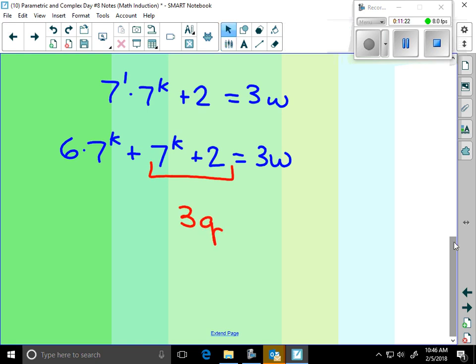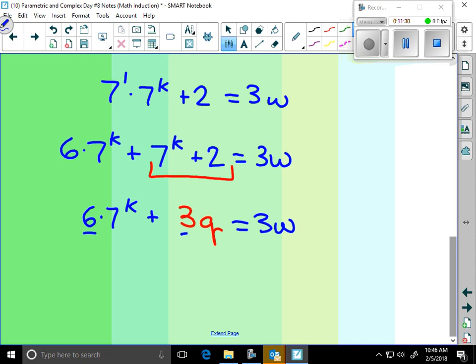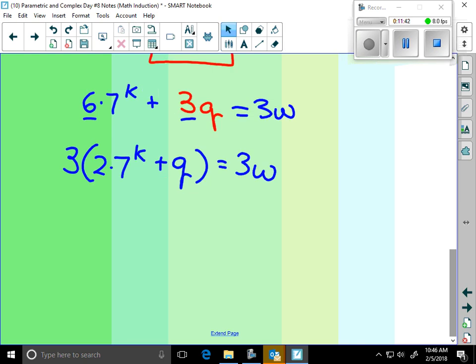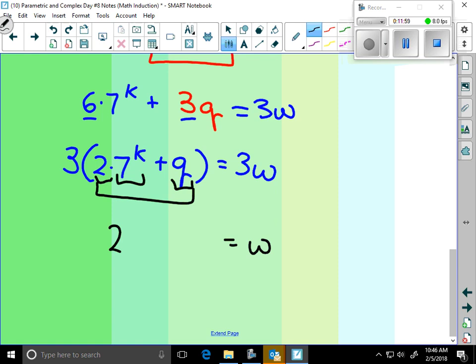Okay. Oh, this is pleasant. What could I factor out of both of these? A 3. Would this thing right here be an integer? Yeah, because it's just 2 times 7 to some integer. 7 to some integer is an integer. 2 times that is still an integer, plus an integer, positive integer. Oh, well then w would equal 2 times 7 to the k plus q.